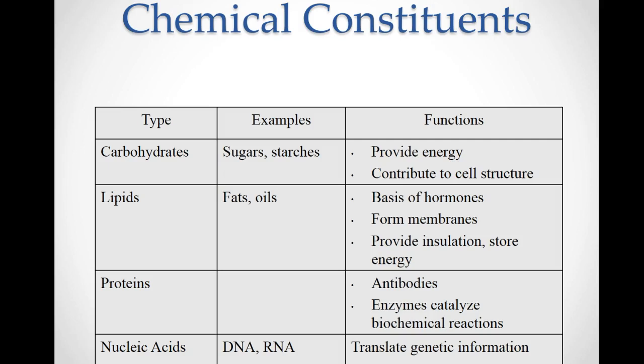I think I mentioned in the last lecture that your cells are made up of molecules. We have four main types of molecules that make up all of the different pieces of your cells. So we have the carbohydrates. Carbohydrates are things like starches and sugars. They give our cells energy, but they also help to make structures in our cell.